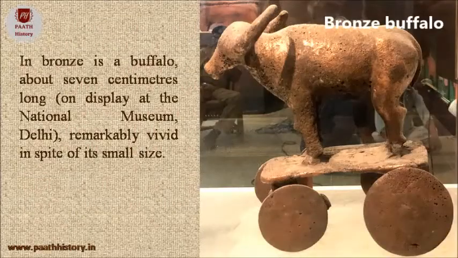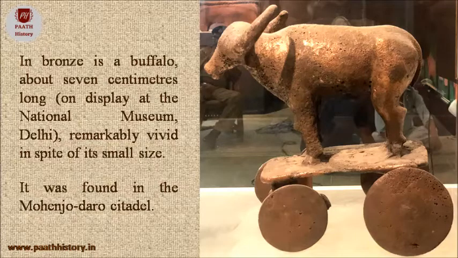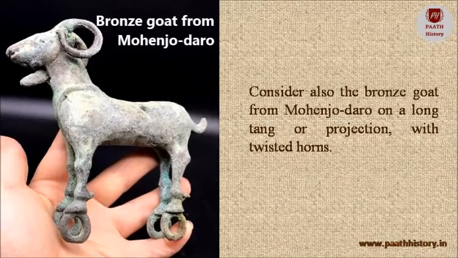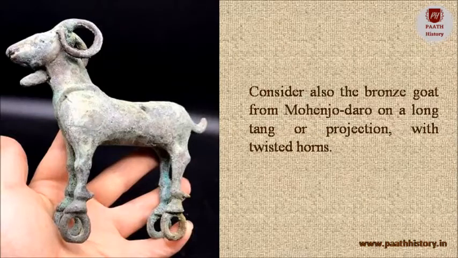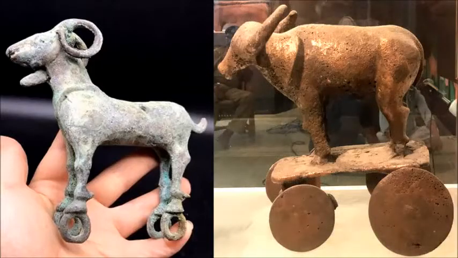In bronze is a buffalo about 7 centimeters long on display at the National Museum, Delhi, remarkably vivid in spite of its small size. It was found in the Mohenjo-daro citadel. Consider also the bronze goat from Mohenjo-daro on a long tongue or projection with twisted horns. Both are miniatures and yet do justice to the personalities of the respective animals.